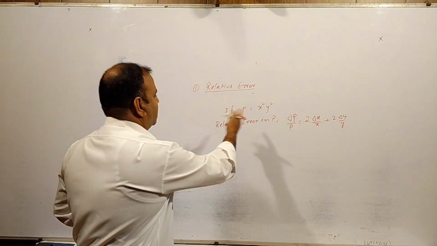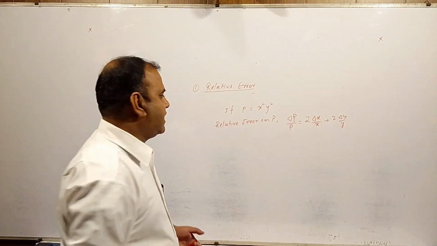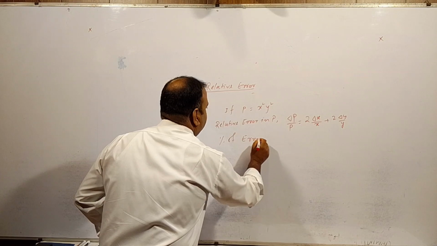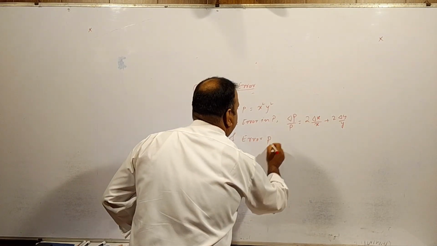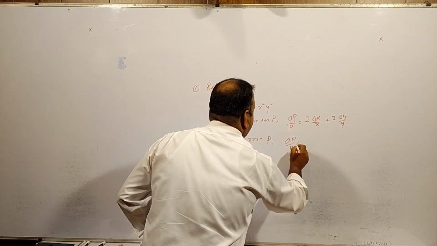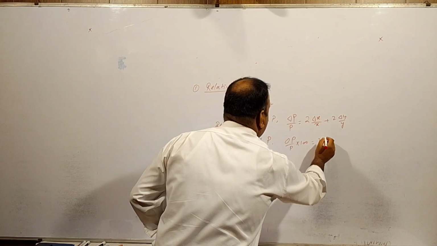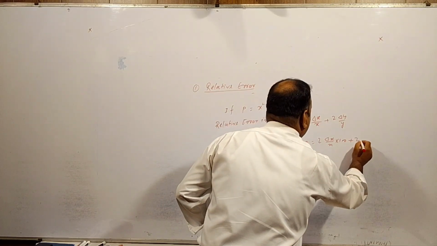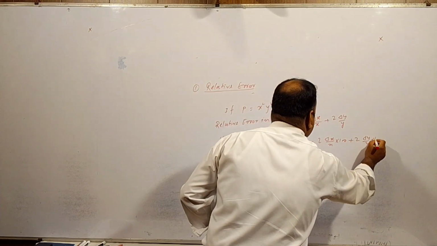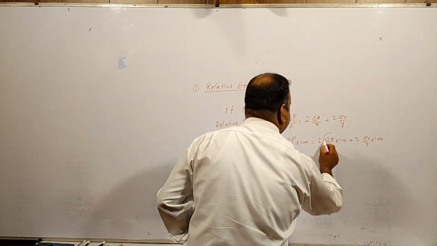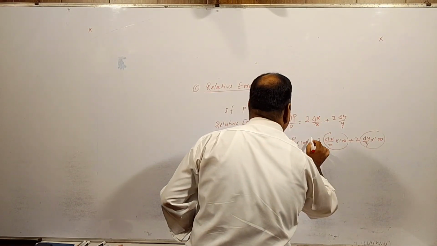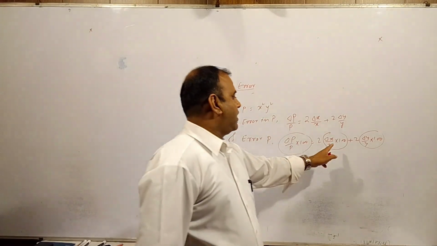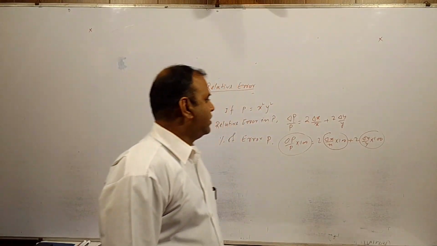When we express this in terms of percentage, the percentage error in p we can write as delta p by p multiplied by 100 is equal to 2 delta x by x multiplied by 100 plus 2 delta y by y multiplied by 100. So this part is called percentage error: percentage error in p, percentage error in x, percentage error in y.